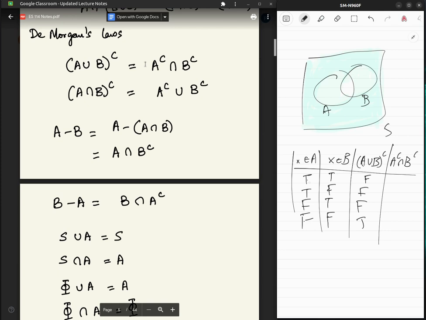Okay. What about A complement? So just turn all of these the opposite, basically. True becomes false, false becomes true. And then once again, just taking the intersections, that's like an AND, basically. So it has to belong to A complement and B complement, right? So for example, for the first one, it's false and false.